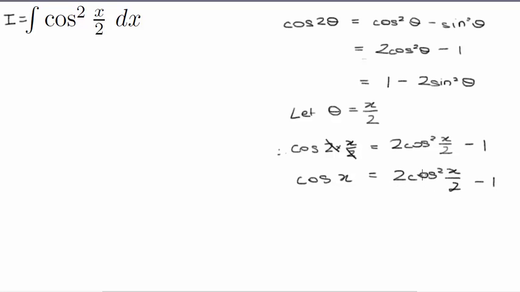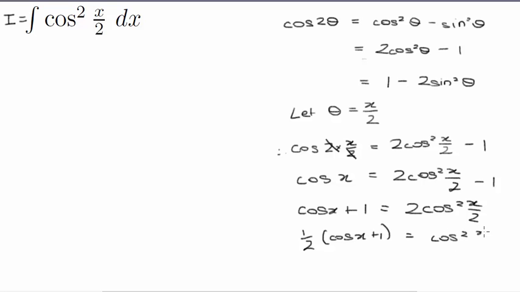And here it just becomes a simple integration problem. Instead of dealing with cosine squared of just theta or x, now we have x on 2, which is what we really need. Now we can make cosine squared of x on 2 the subject of the equation. I'm going to add 1 to both sides to get rid of the negative 1 on the right hand side. That leaves us with cosine of x plus 1 equals 2 times the cosine squared of x on 2. To get rid of the coefficient of 2, we divide both sides by 2. That leaves us with half times cosine of x plus 1 equals cosine squared of x on 2.